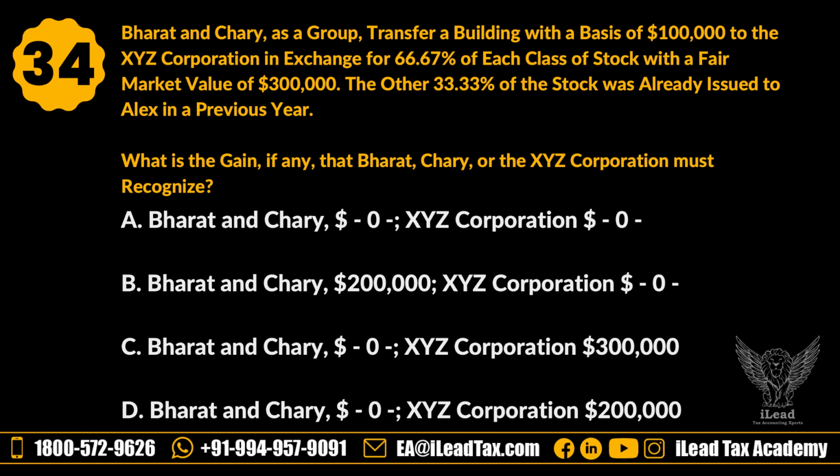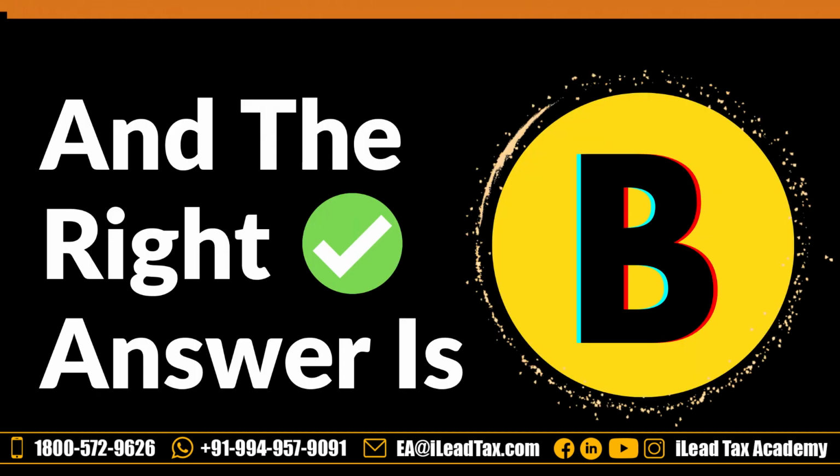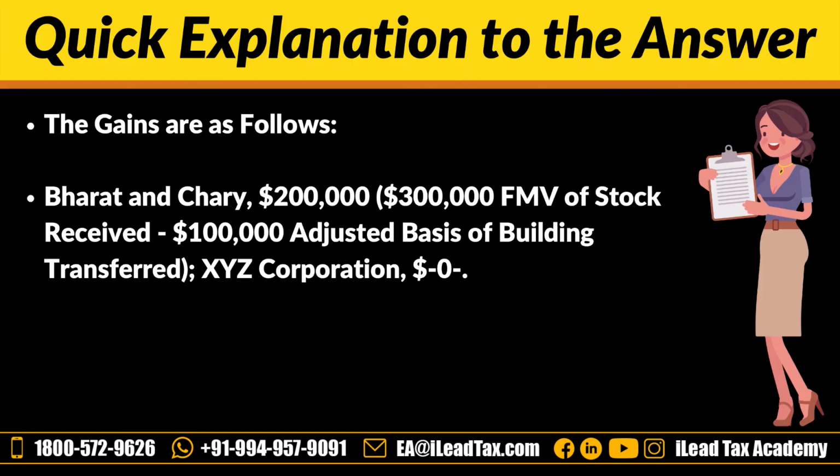Let's see the answer. The answer is B. Let's see why it is B. So in this scenario, Bharat and Chari as a group transfer a building with a basis of 100,000 to the XYZ Corporation in exchange for 66.67% of each class of stock with a FMV of 300,000. So here the tax consequences of this transaction are: Bharat and Chari's gain is, here building value is 100,000 and FMV is 300,000. The recognized gain is 200,000. 300,000 minus 100,000 is 200,000.